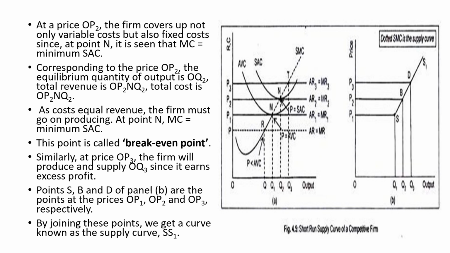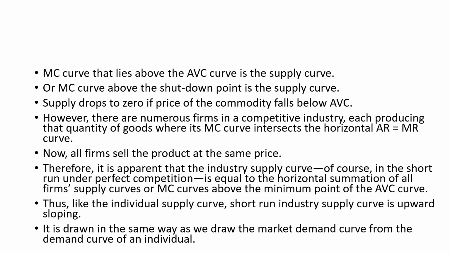And similarly at OP3, the firm will produce and supply OQ3 level of output and earns an excess profit. Points S, B, D, etc. on panel B are considered to be prices OP1, OP2 and OP3 respectively. By joining these points, what you get is the supply curve, which is S1. The MC curve which lies above the AVC curve, or the MC curve which lies above the shutdown point, is considered to be the supply curve. And supply drops to zero if the price of the commodity falls below AVC.